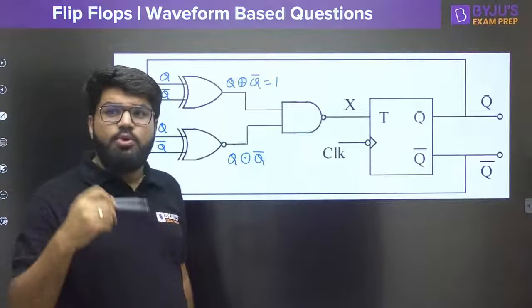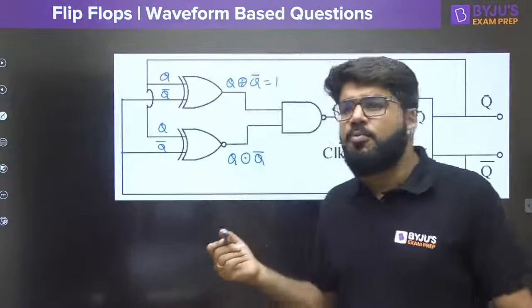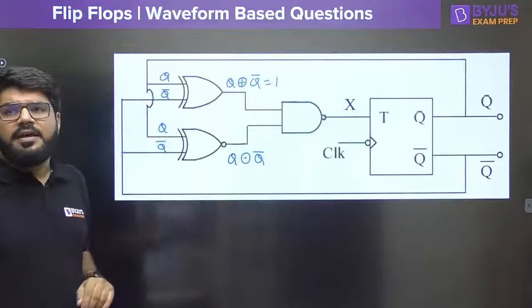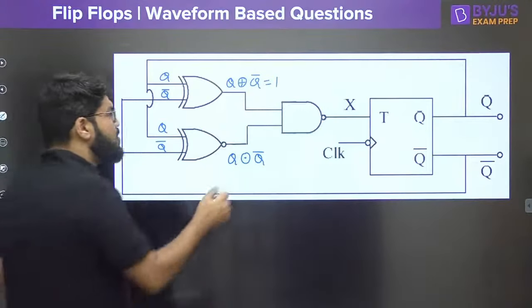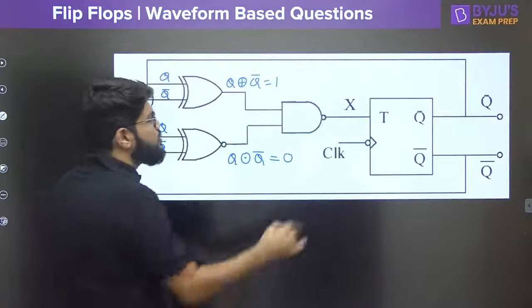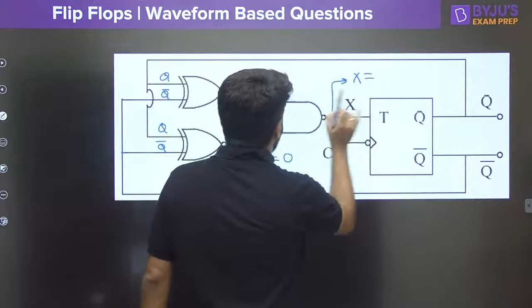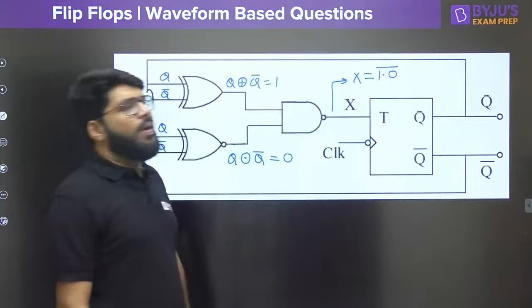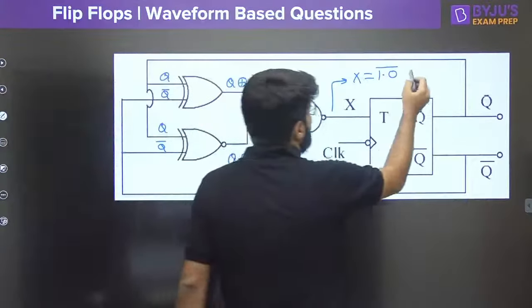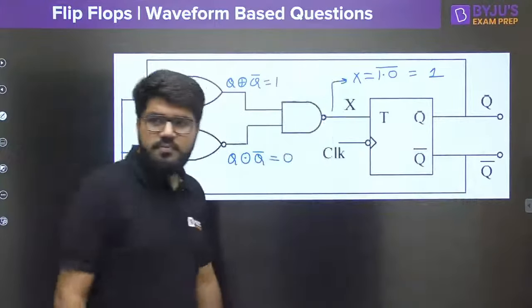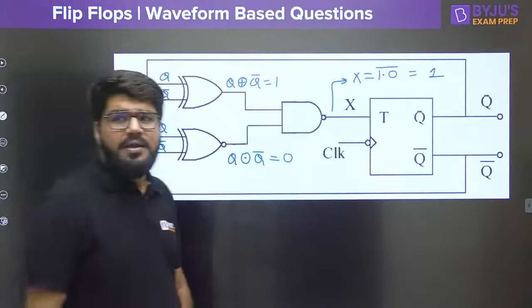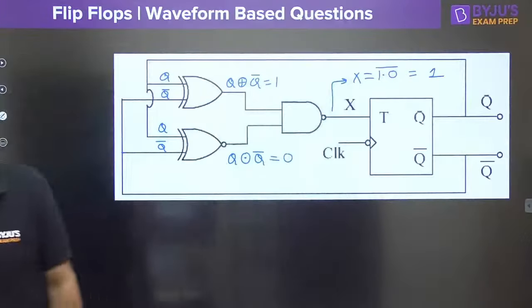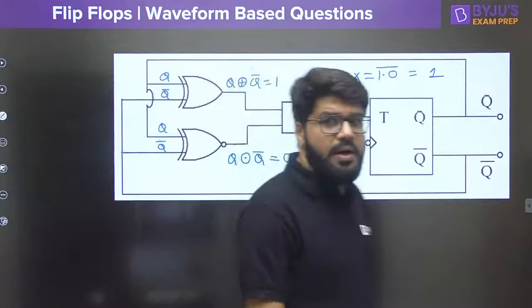XNOR gate, also known as equivalence gate, will only produce high output whenever both the inputs are same. But here both the inputs are different. So the output produced will be 0. So it is very much clear what should be the value of X. One of the inputs is 1, another one is 0, and it is a NAND gate. 1 into 0 is 0, and the complement of 0 will eventually become 1. Yes, Jayapriya, correct. X value is equal to 1.